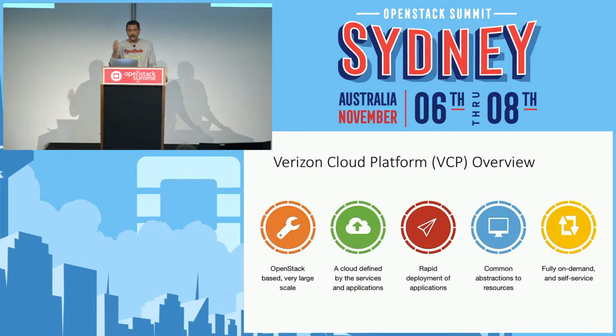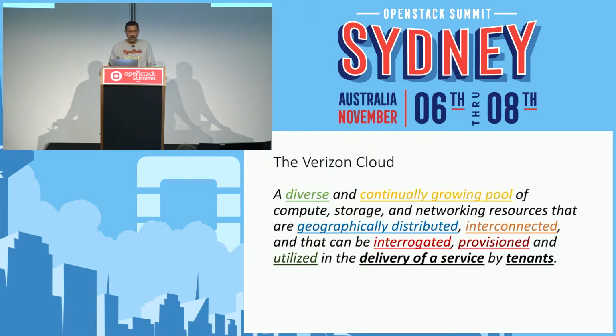So with that as maybe an introduction to what we do, let me go on and say our cloud, we define it in terms of these colorful things which I've underlined: a diverse and continually growing pool of compute, storage, and networking resources. You can read the rest of it, so I'm not going to do that. Let me talk about some of the important things here. First, it's diverse.